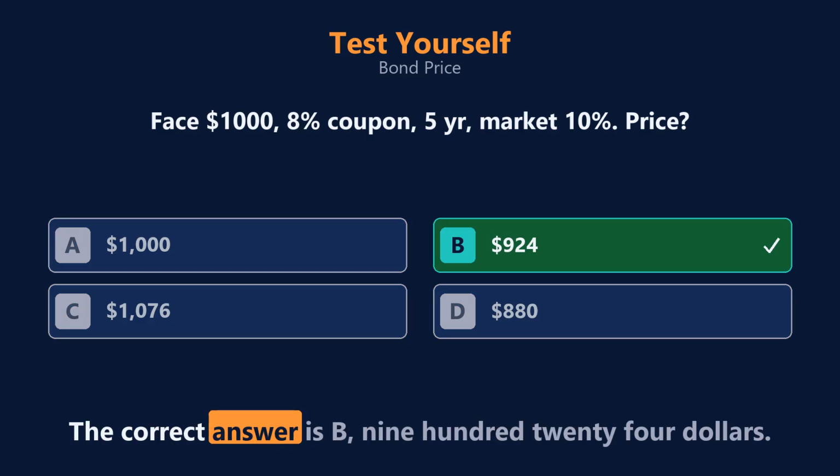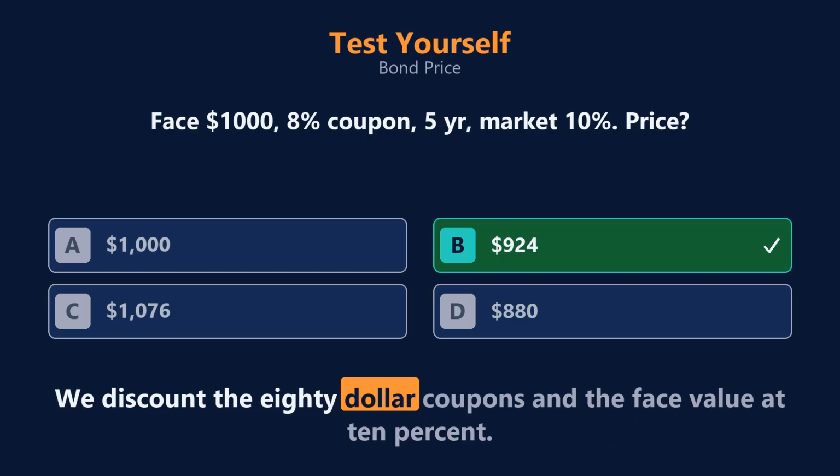The correct answer is B, $924. We discount the $80 coupons and the face value at 10%.